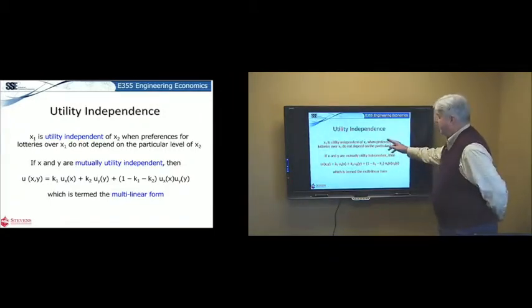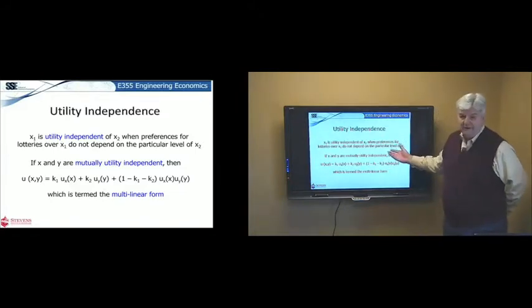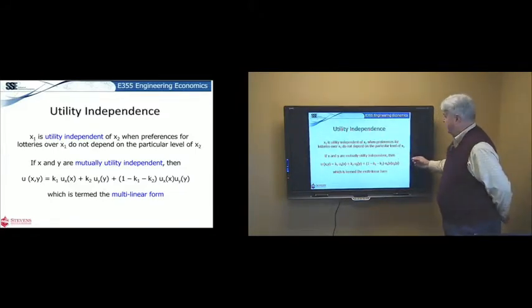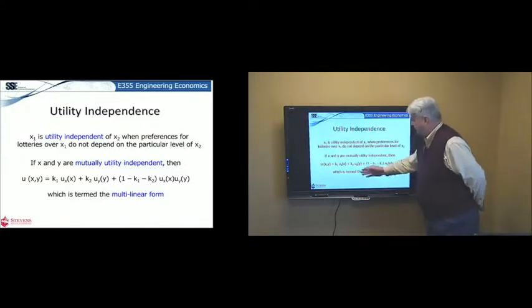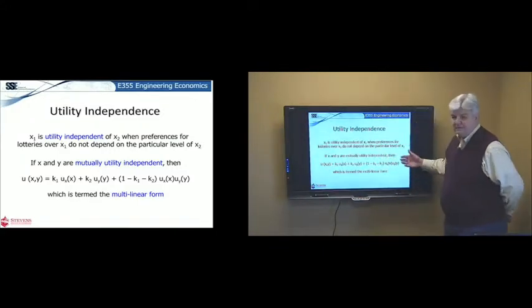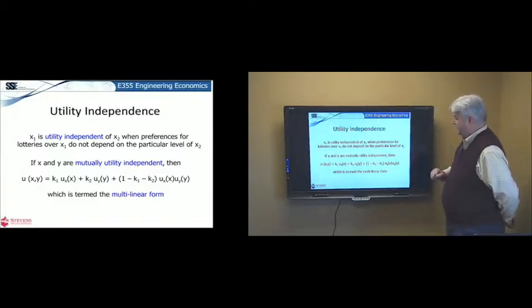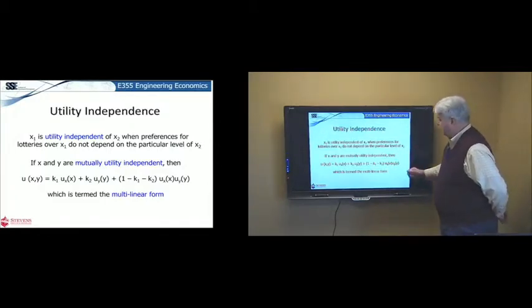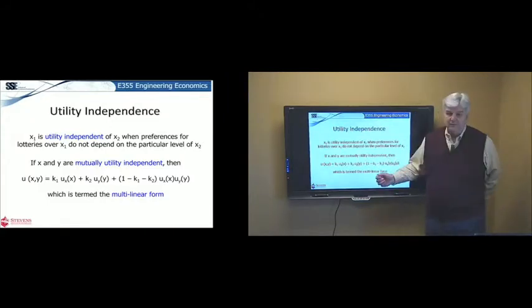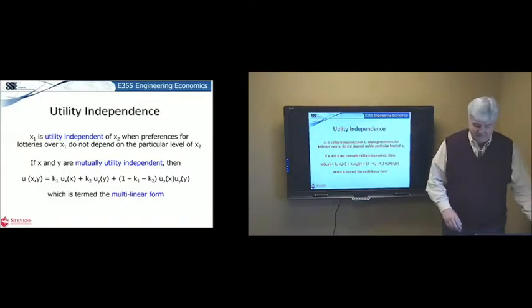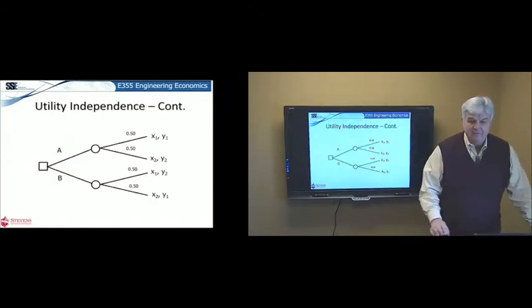So we're first going to talk about utility independence. And basically, x is utility independent of x2 when the preferences for x don't depend on the value of x2. And if x and y are mutually utility independent, then we can form this multilinear function. And I'll talk a little bit later what this cross term does for you in terms of its impact on the ultimate best decision. So this multilinear form we're going to carry through. It'll be much of the first half of today's content.